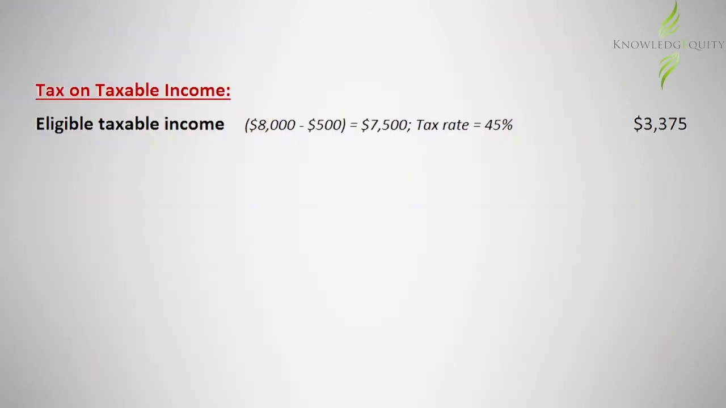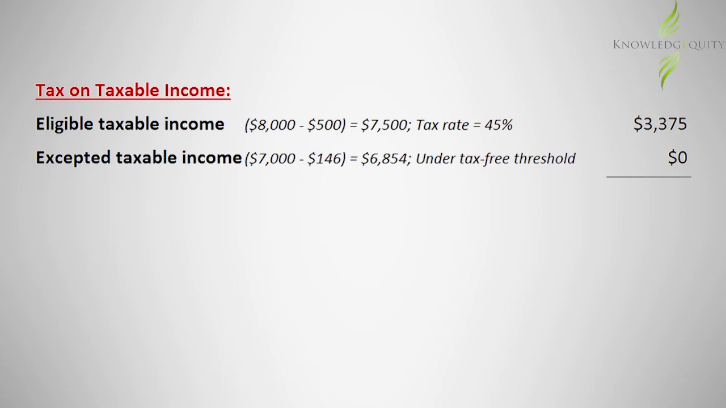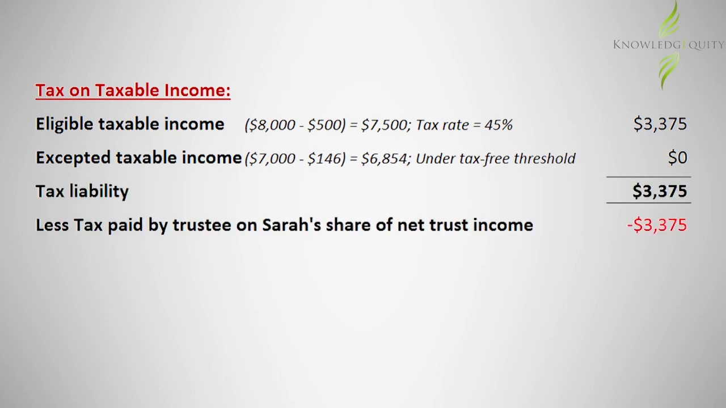And lastly, although the trustee pays the tax on Sarah's behalf, she is still required to lodge a tax return, showing both the trust income and her other income. Therefore, the full calculation of Sarah's tax liability is the tax on her eligible taxable income from the trust and tax on her other income. The tax paid by the trustee on Sarah's share of net trust income is then deducted from the income tax assessed against her under Section 100, subsection 2.